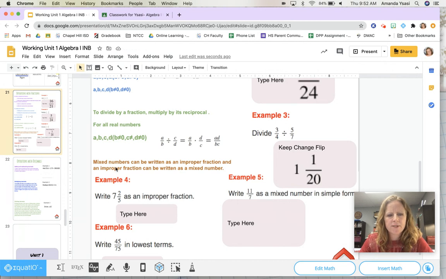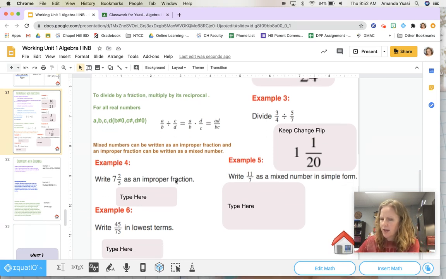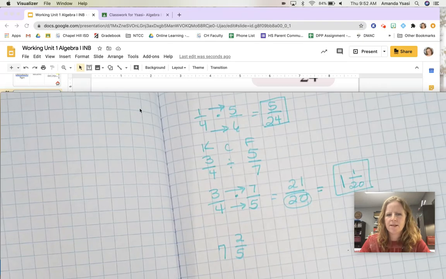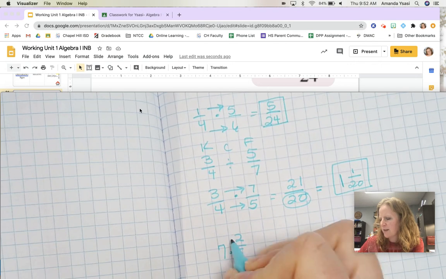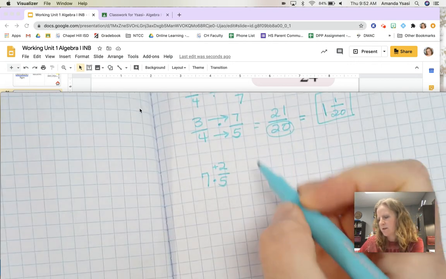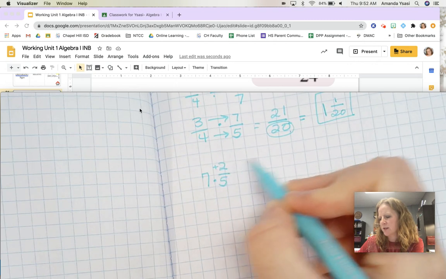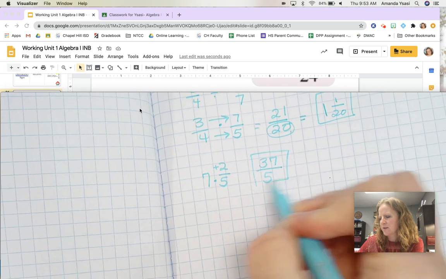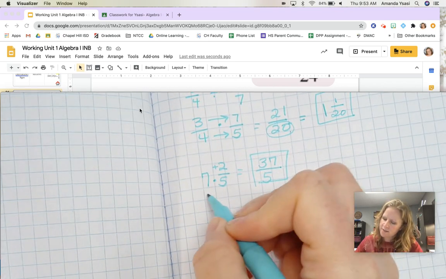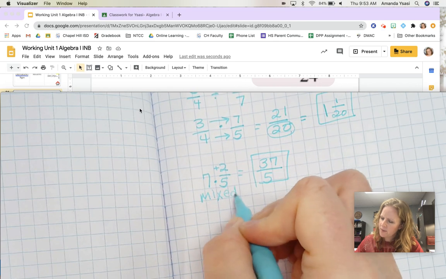Okay, example 5-6. Mixed numbers can be written as an improper fraction, and an improper fraction can be written as a mixed number. So let's look at 7 and 2/5. Let's talk about how to convert that. 7 and 2/5. You'd multiply 5 times 7 and then add the 2. So 5 times 7 is 35, 36, 37. 37 over 5. And these are equivalent. This is the mixed number, and this is improper.